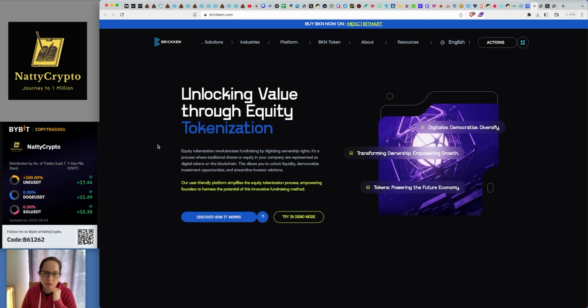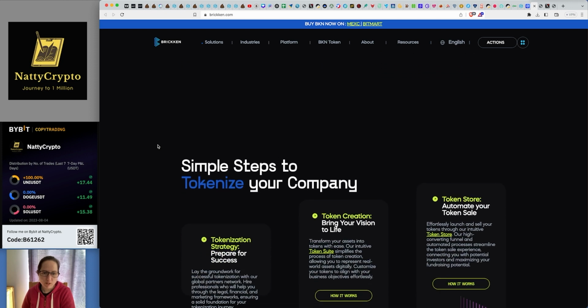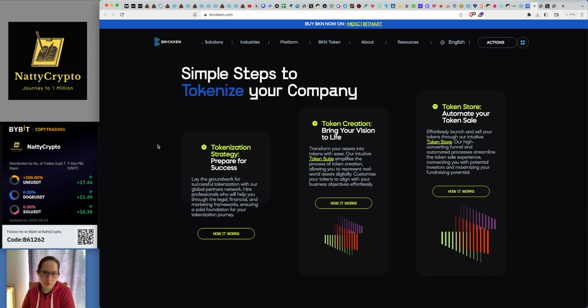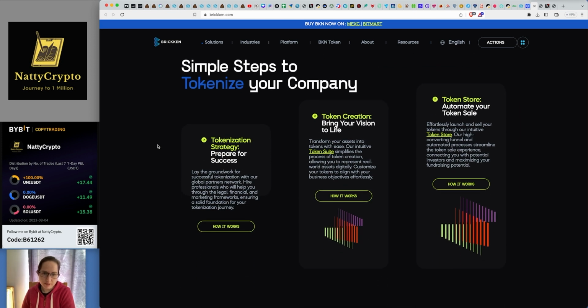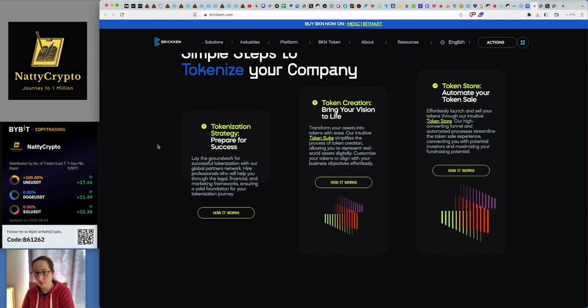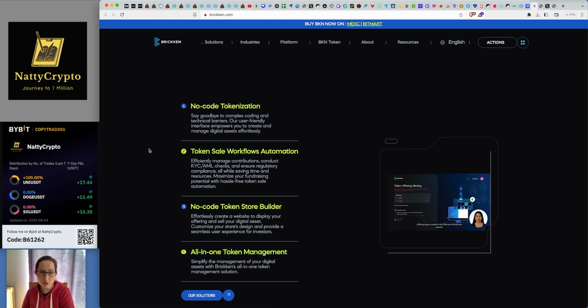Unlocking value through equity tokenization. Equity tokenization revolutionizes fundraising by digitizing ownership rights. It's a process where traditional shares or equity in your company are represented as digital tokens on the blockchain. This allows you to unlock liquidity, democratize investment opportunities and streamline investor relations. Simple steps to tokenize your company: prepare for success, put the groundwork in, bring your vision to life, automate your token sale. Have a look at that in your own time, see how it actually works.